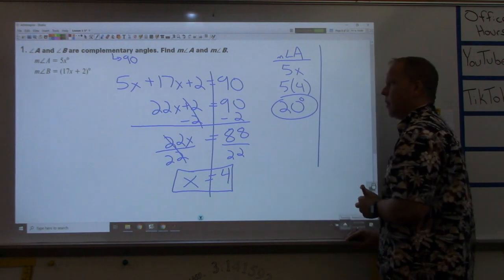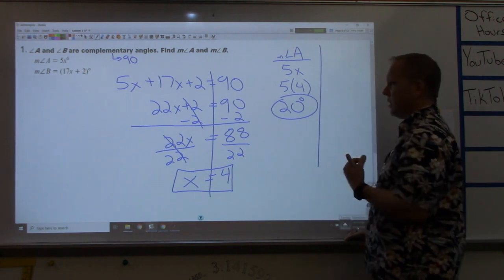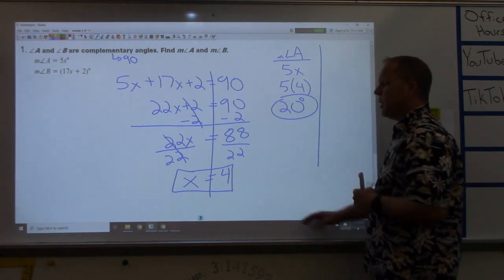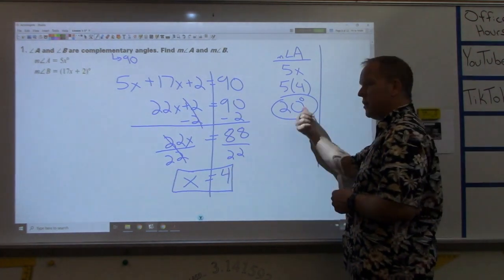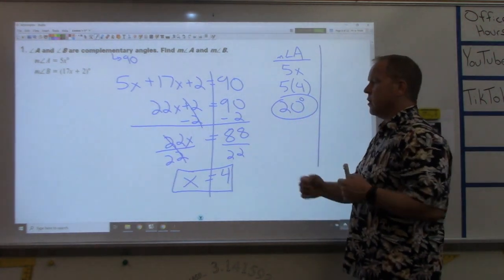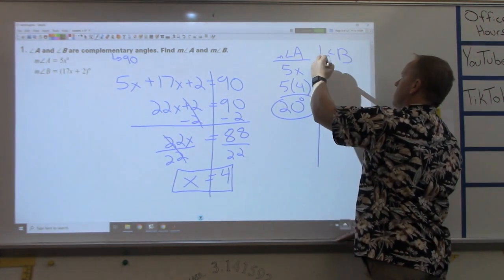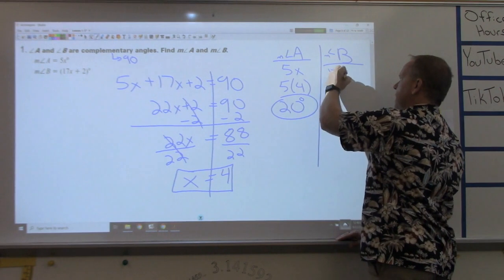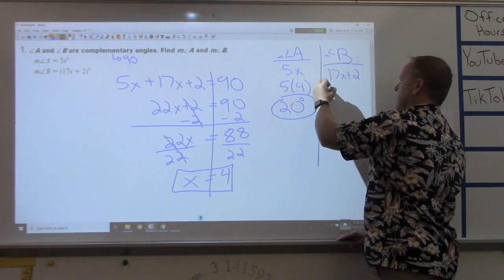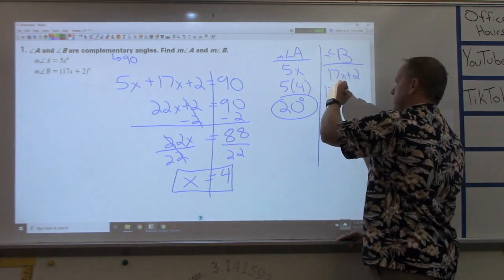Angle B. Now, you're thinking, Mr. Briner, if I got angle A, why don't I just subtract that from 90? I got my angle B. Because what if this is wrong? Now this is wrong. Now your angle B is wrong. So let's do angle B separately. Angle B was 17x plus 2. Substitute in 4.